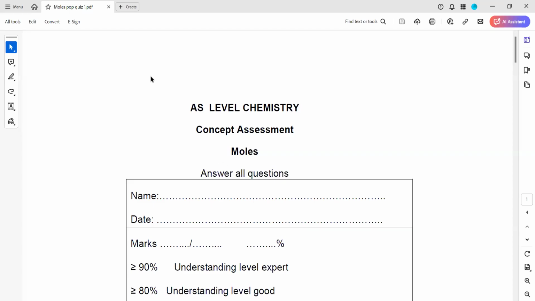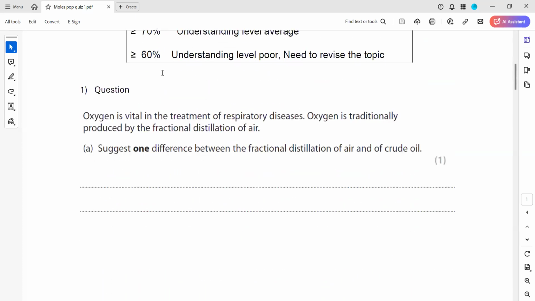So this one was a weekly pop quiz. The last week I shared this one, which was related to the moles, the structure question. Oxygen is vital in treatment of the respiratory diseases. Oxygen is traditionally produced by the fractional distillation of air. Suggest one difference between the fractional distillation of air and the crude oil.